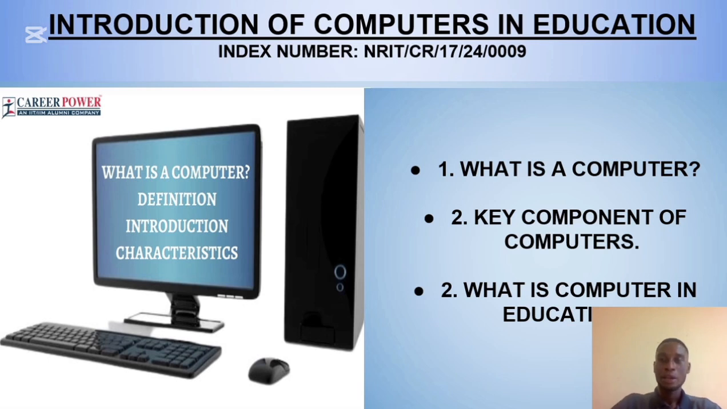So we come to the key components of computers. It includes the CPU, that is the central processing unit, the RAM, that is the memory, storage, and input devices, examples such as mouse and keyboard. We have our output devices. Examples are monitor, printer, and other peripheral devices.